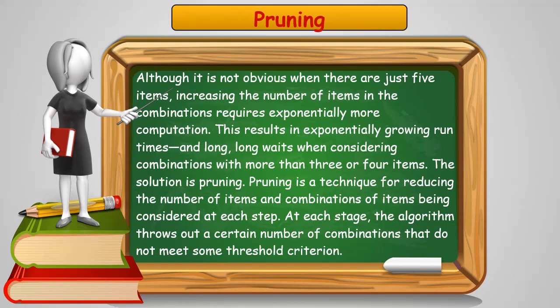Although it's not obvious when there are just 5 items, increasing the number of items in the combinations requires exponentially more computation. So the result is exponentially growing run times and long wait times when considering combinations with more than 3 or 4 items. So the solution to this is pruning. Pruning is a technique for reducing the number of items and combinations of items being considered at each step. At each stage, the algorithm throws out a certain number of combinations that do not meet some minimum threshold.